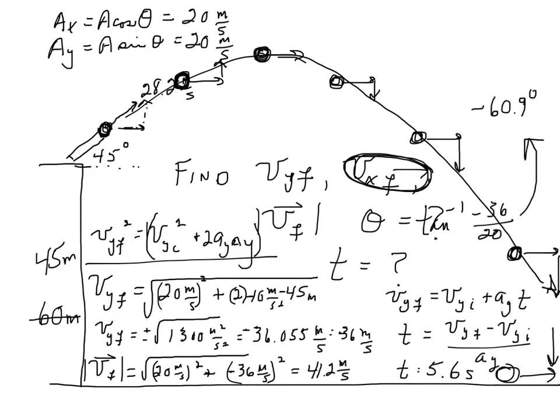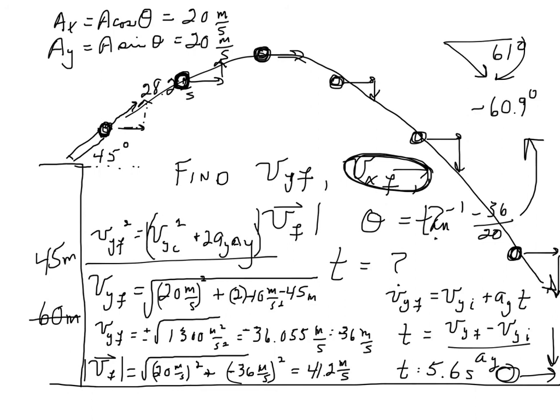Okay, let's finish up. We're getting the angle, theta. So of course that's the inverse tan of Vy over Vx, minus 36 over 20, which gives us a negative 60.9, or about a negative 61 degrees. That's measured right from the x-axis down, clockwise. So that would be the angle if I drew it in. That would be the 61 degrees there, a negative 61 degrees.